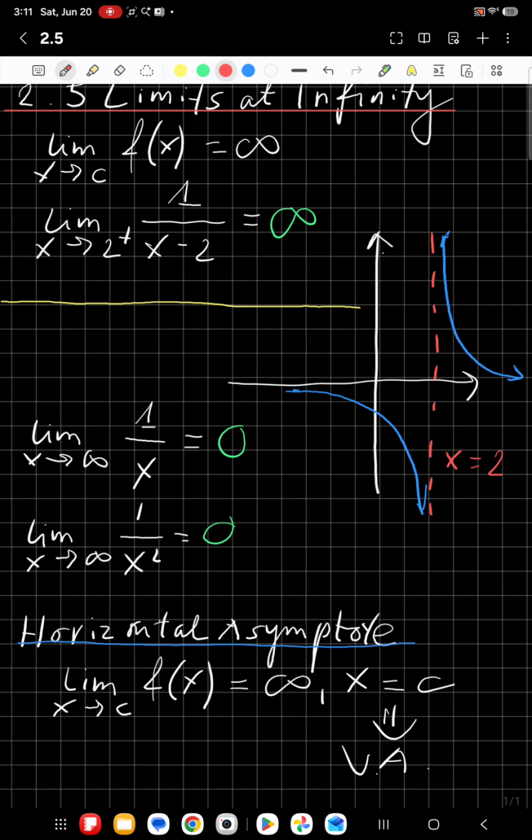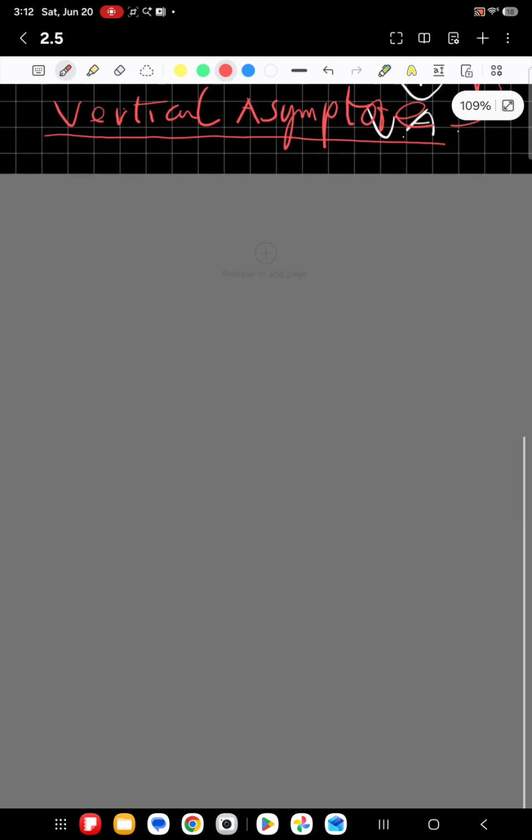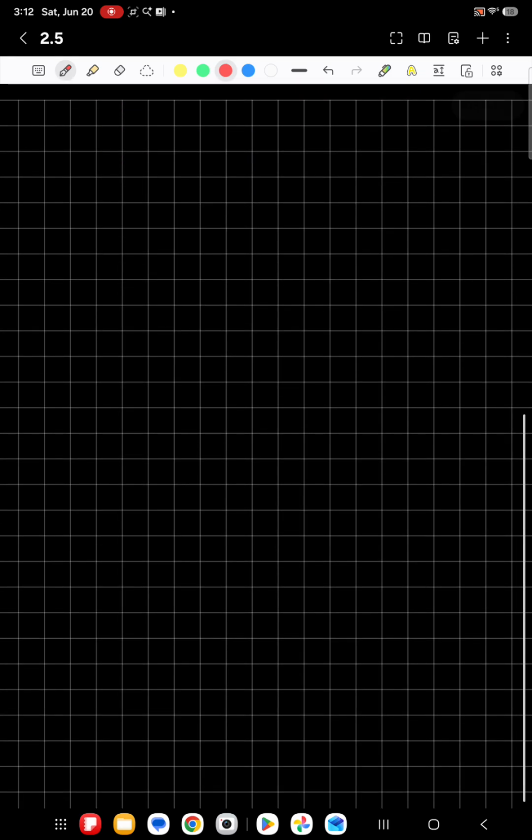Let me emphasize that here. Vertical asymptote. So that's the definition of the vertical asymptote. Now let's look at the horizontal. The definition goes like this.